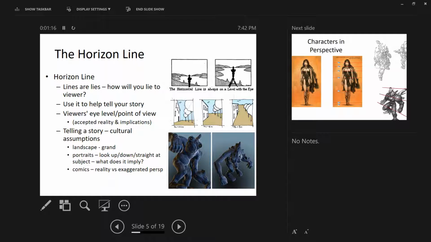Point of view, this is accepted reality and implications. You're telling a story, there are cultural assumptions.